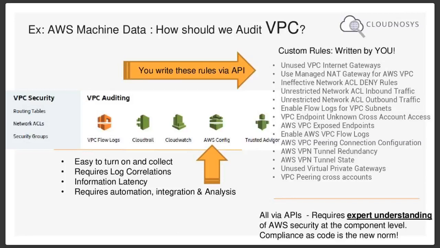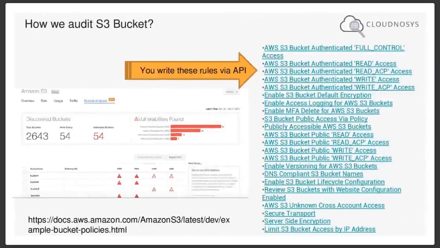Now, perhaps VPC might be a more challenging example, so let me talk about a more basic example, S3 buckets. This is where your log files and other data are stored, and it can get very complex. Aside from, okay, I had S3 bucket encryption turned on, what else do I need to worry about?